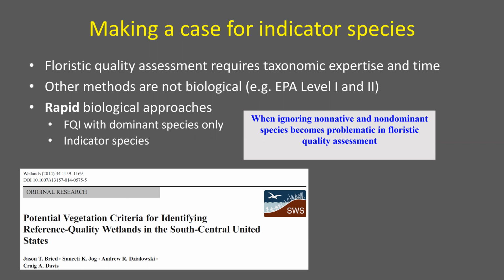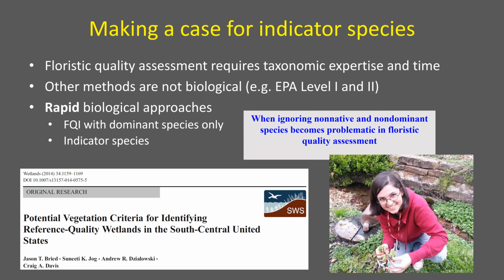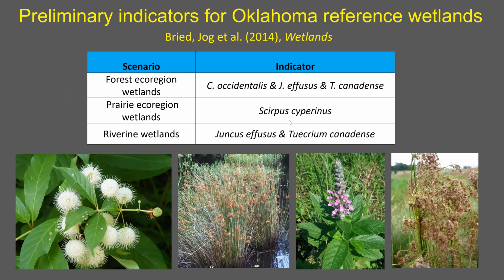Which brings us to the crux of the talk for today. Making a case for indicator species. Now, indicator species, just as the name suggests, are species that will indicate a particular group of wetlands. We did some original study with a small set of wetlands, some 55 wetlands or so in Oklahoma, and we found some indicator species. I then found a graduate student who came along and decided she wanted to take it further and look into indicator species. So these were our preliminary indicators from Oklahoma.